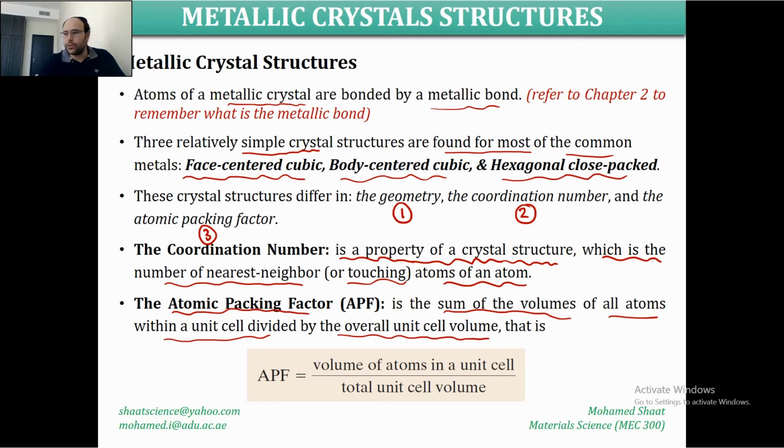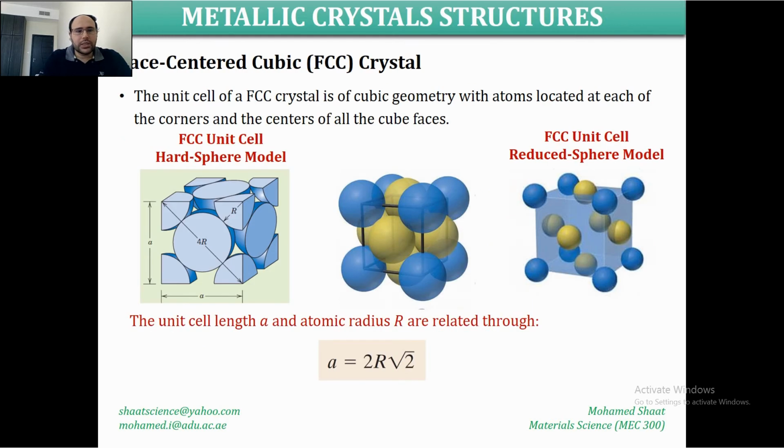And now the objective through this first part of this video is just to understand how we're going to calculate this. I'm going to show you how we can calculate the geometry, coordination number, and atomic packing factor for these three crystal structures. Make sense? So let us start with the FCC crystal structure, which is the face-centered cubic crystal. Here we're going to study the unit cell, which is representative of the entire FCC crystal structure.